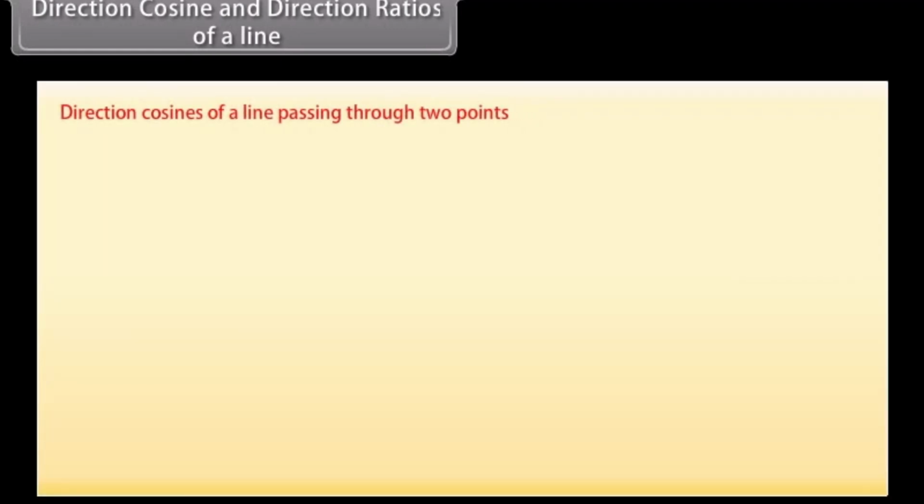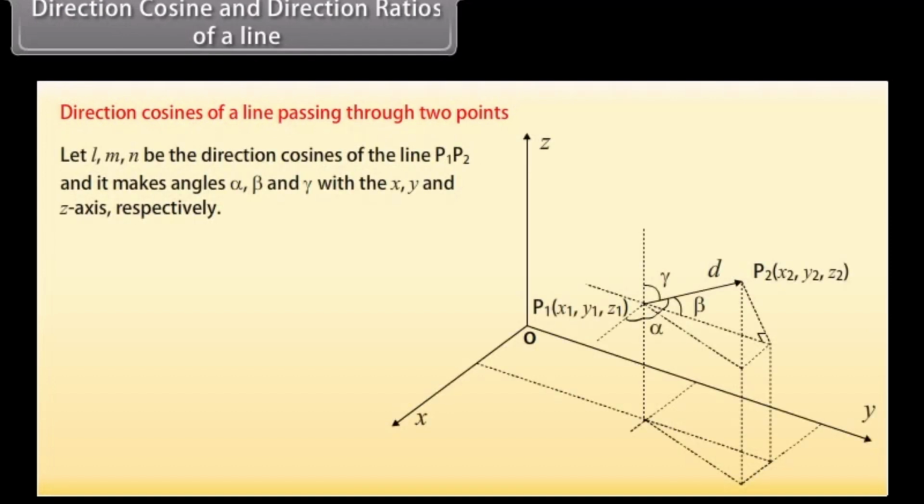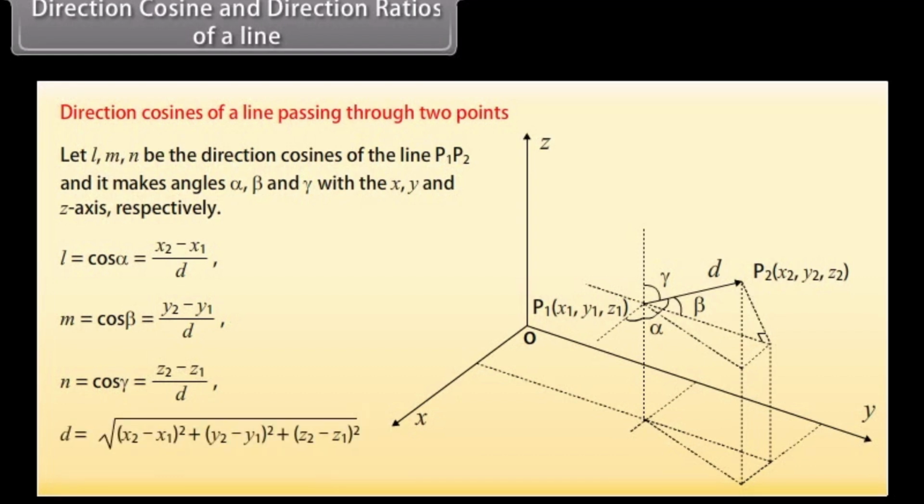Direction cosine and direction ratios of a line. Direction cosines of a line passing through 2 points. Let L, M, N be the direction cosines of the line P1P2, and it makes angles alpha, beta, and gamma with the x, y, and z axis respectively. The direction cosines are given as L equals cos alpha equals x2 minus x1 by d, M equals cos beta equals y2 minus y1 by d, N equals cos gamma equals z2 minus z1 by d, where d equals square root of x2 minus x1 square plus y2 minus y1 square plus z2 minus z1 square.